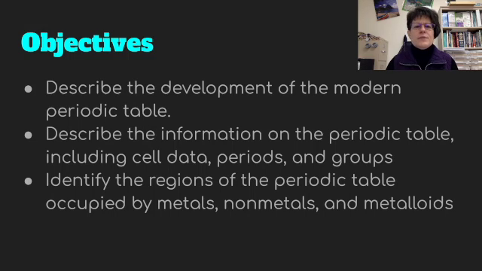So our objectives today were to describe the development of the modern periodic table, describe the information on the periodic table, including cell data, periods, and groups, and to identify the regions of the periodic table occupied by metals, nonmetals, and metalloids. Don't forget your 5 questions in your notes, and I'll be back with more from Chapter 6.